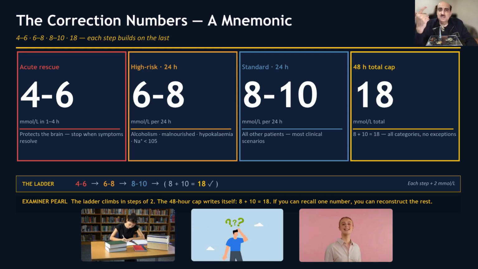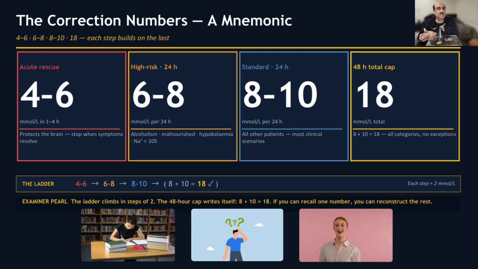4 to 6, 6 to 8, 8 to 10, and then 8 and 10 together become 18. So it's in sort of reverse order. 4 to 6 millimole correction for acute symptomatic severe hyponatremia in the first 1 to 4 hours. Then 6 to 8 millimoles is the target correction for the high-risk population in the first 24 hours. And then 8 to 10 is the standard correction in most hyponatremia patients for the first 24 hours. And then 18, which is the sum of 8 and 10.